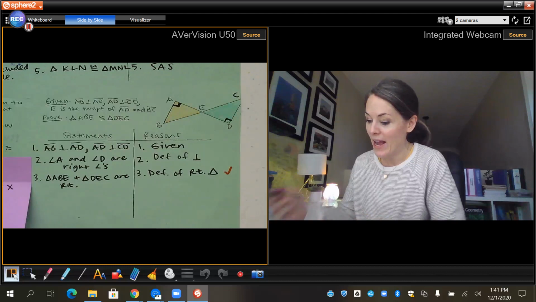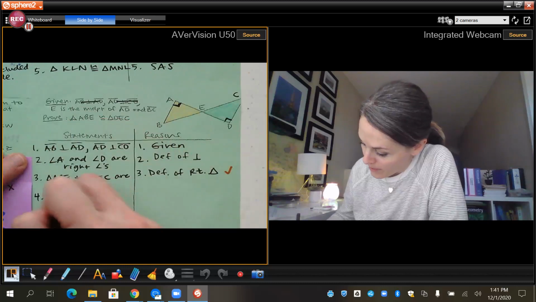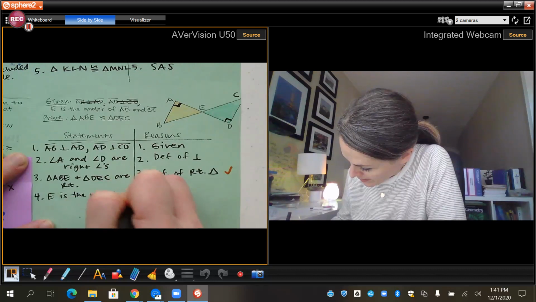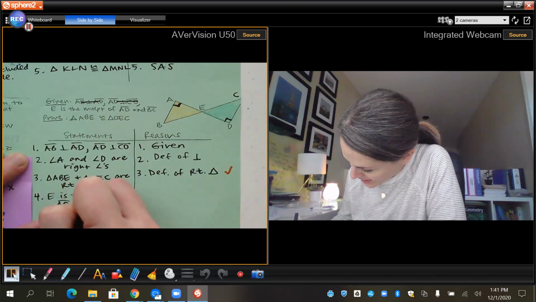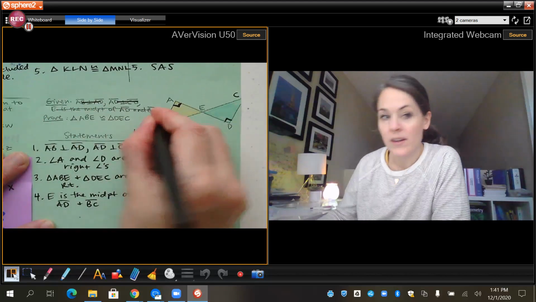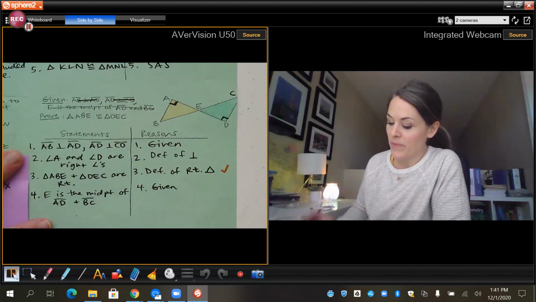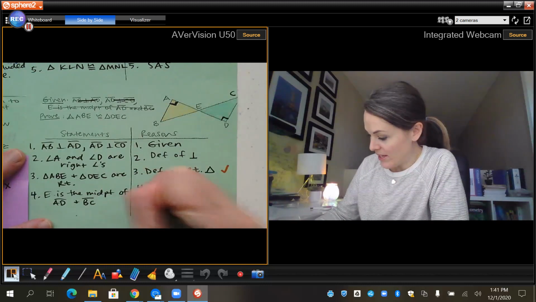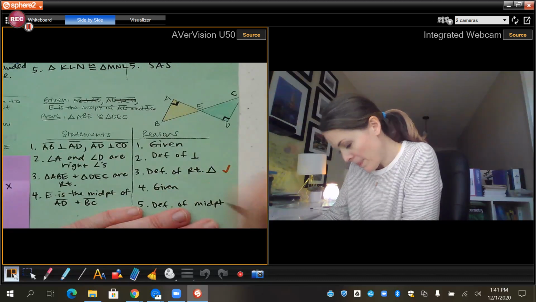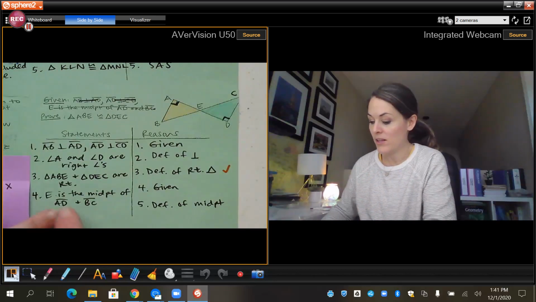I'm going to go back up to the given, okay, and use the next piece. So in step 4, I'm going to do E is the midpoint of AD and BC by given, and cross this out. Okay, so I've used all my given, but I still need to use this piece to get something else out of it. So knowing that it's the midpoint, the next reason is going to be definition of midpoint. Okay, so a midpoint divides a segment in half, so I can state that 2 segments are congruent on each side. So I'm going to look at each one.